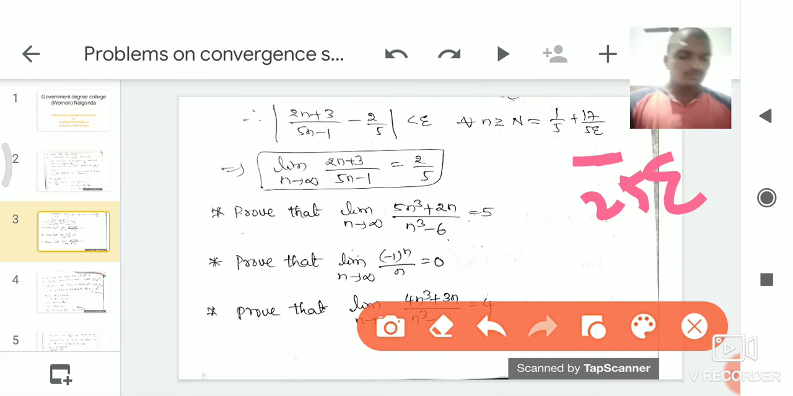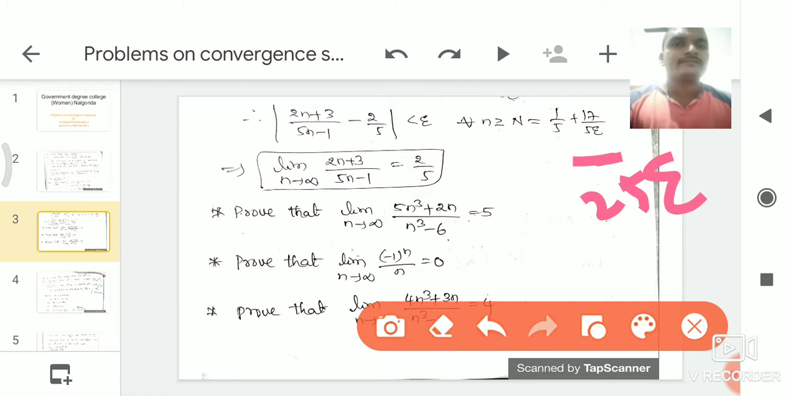So whenever the natural number N exists, then we say that the given sequence Sn equal to (2n plus 3) by (5n minus 1) converges and the limit point is 2 by 5. What is the definition of limit point of a sequence? Whenever mod Sn minus L less than epsilon for all n greater than or equal to N, then we say that Sn converges to a limit point L.